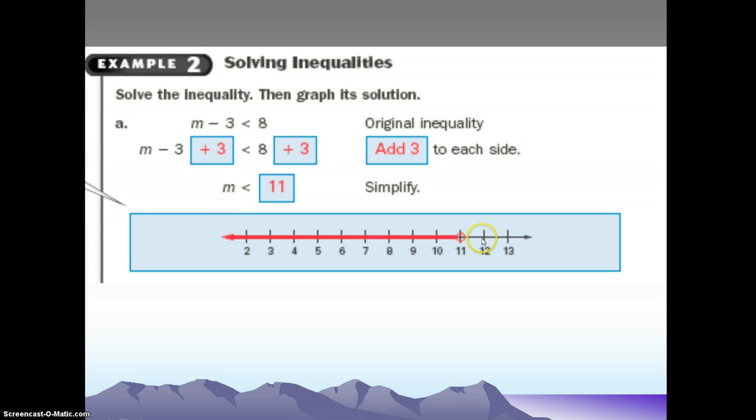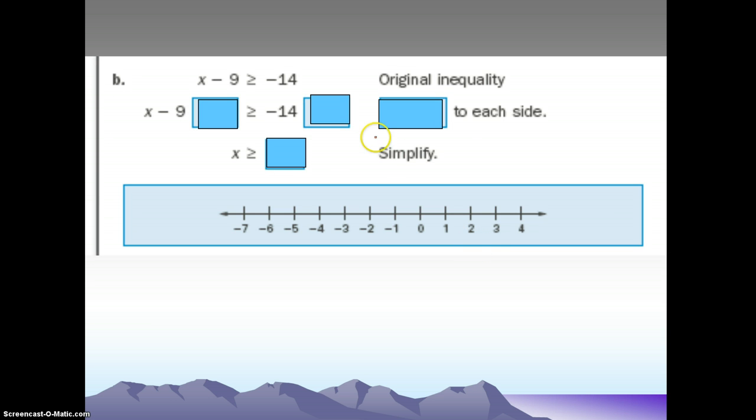Look at B. X minus 9, think of it as an equal sign if you need to, is greater than or equal to -14. We need to move the -9, which is adding a negative, so the opposite is adding 9 to both sides. These 9's cancel to leave x. -14 plus 9 is -5.